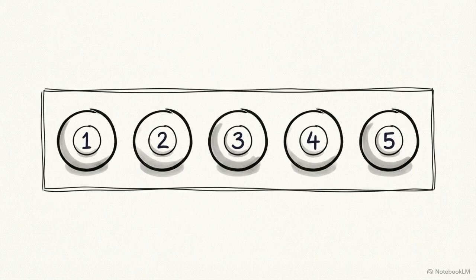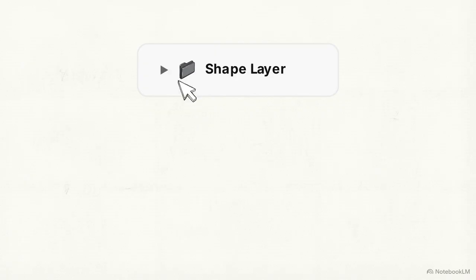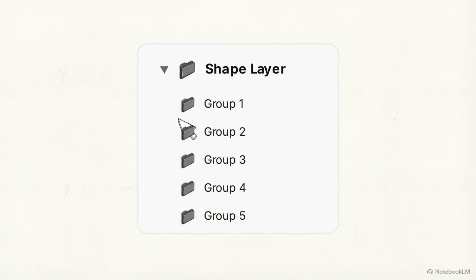Step 1 is setting up your ecosystem. Start by drawing multiple basic shapes. Let's use 5 circles within a single shape layer. This UI mockup shows exactly how to organize them. Put each circle into its own numbered group within the master layer.